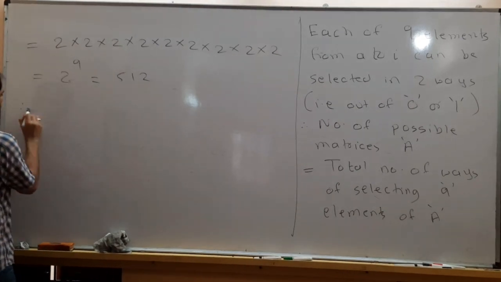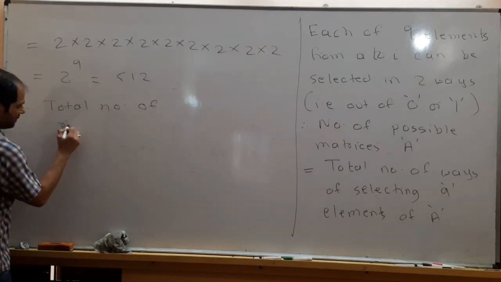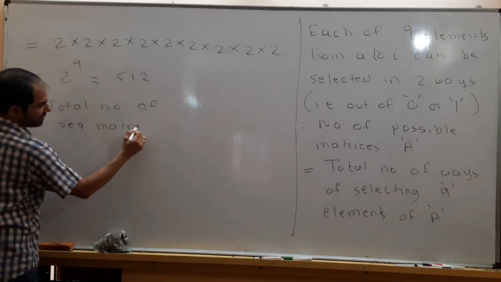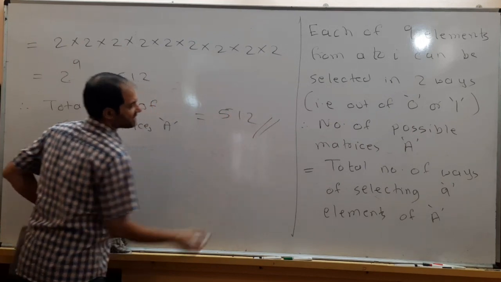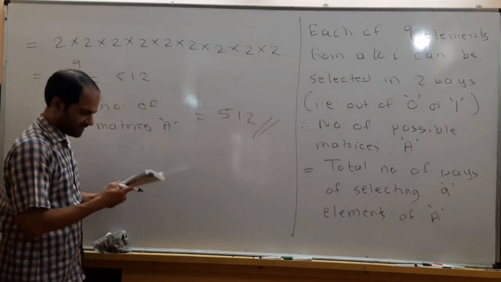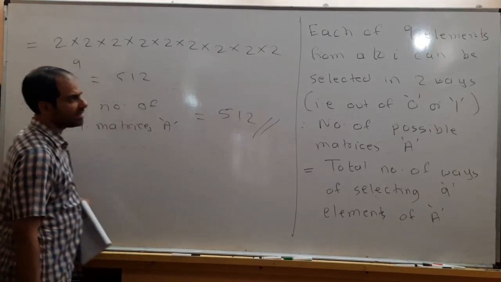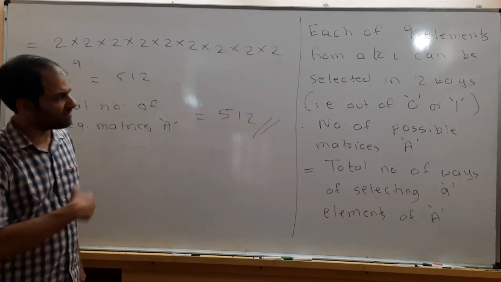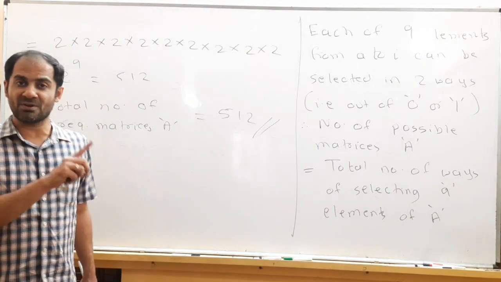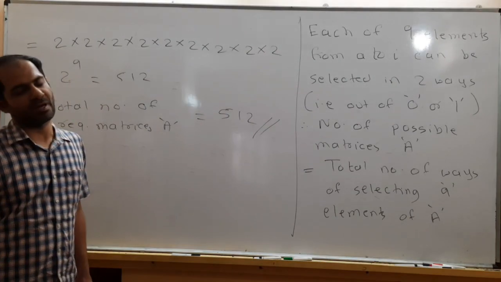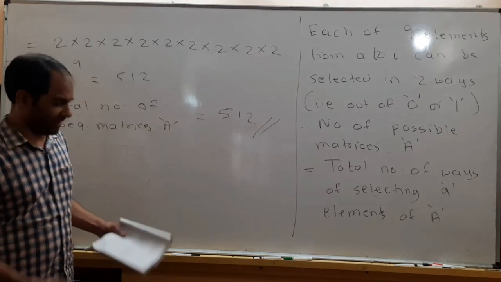So total number of required matrices A is equal to 512. That's the answer. That's option number D. So that's easy. And here we did the multiplication, which actually involves the fundamental principle of counting, multiplication of permutations and combinations, which we did in 11. So I hope you remember that very well.